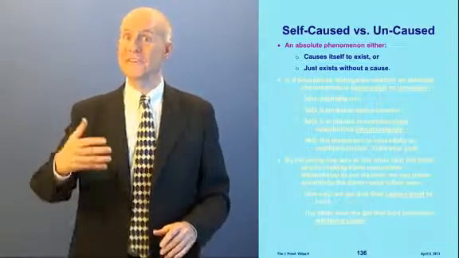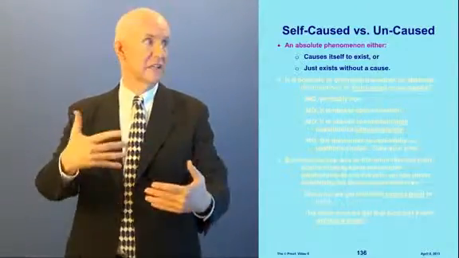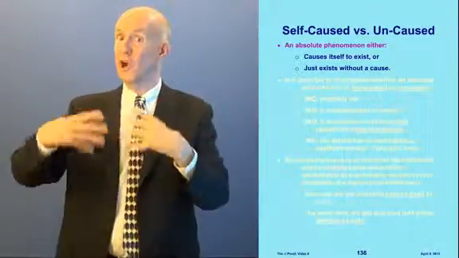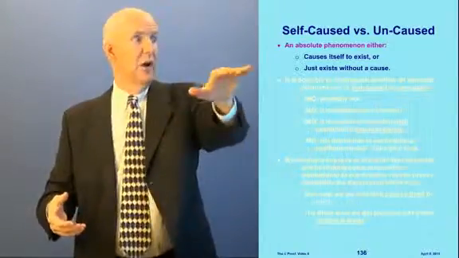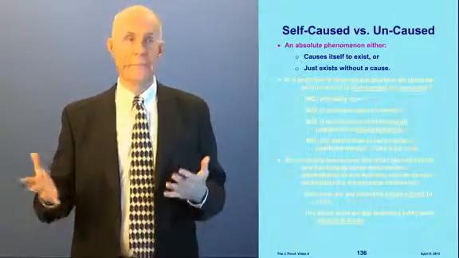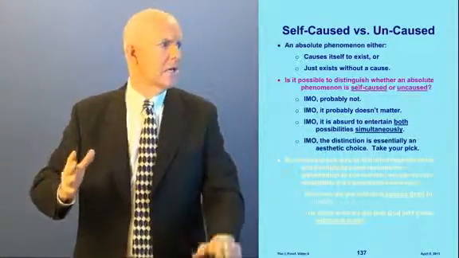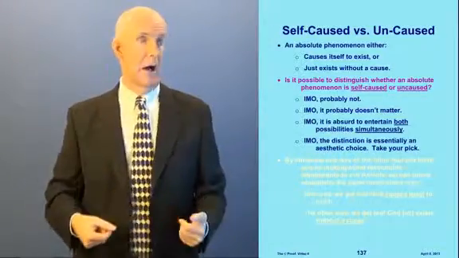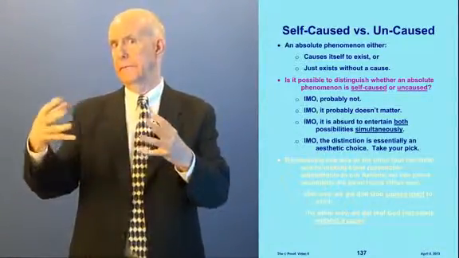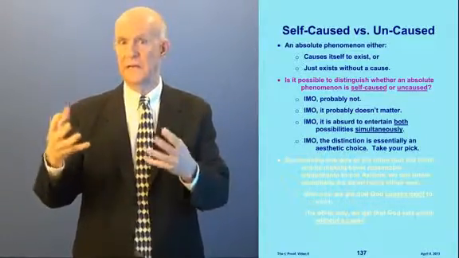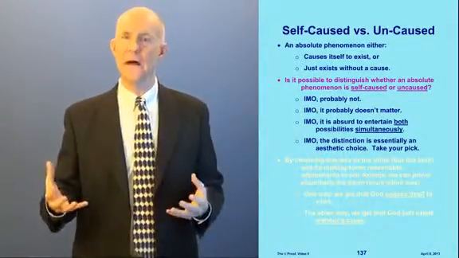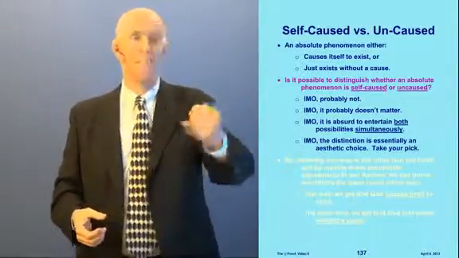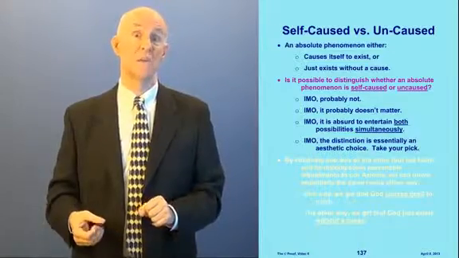All right. Now let's talk about self-caused phenomenon versus uncaused phenomenon. In other words, an absolute phenomenon, as we have defined it, either causes itself to exist, it's self-caused, or it just exists without a cause, one or the other. Now, is it possible to distinguish whether an absolute phenomenon is self-caused or uncaused? In other words, something like P implies P, or something like the identity. Is it possible to tell? Is it self-caused or is it uncaused? Now, in my opinion, probably not. In my opinion, also, it doesn't really matter.